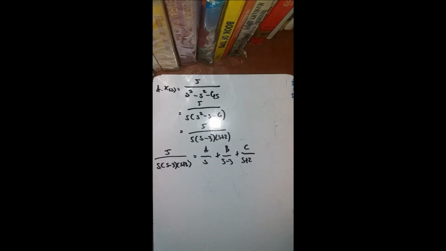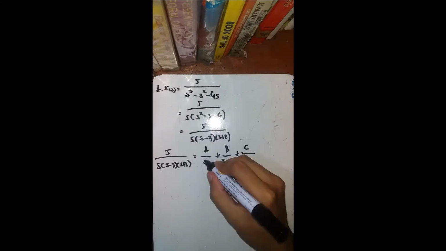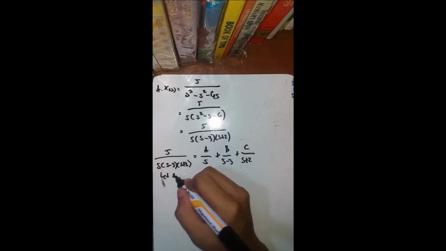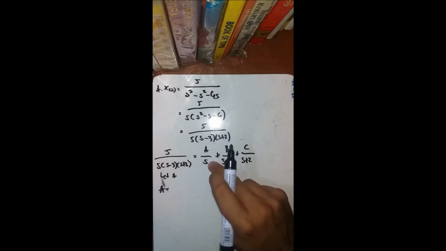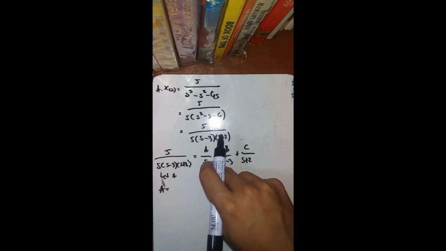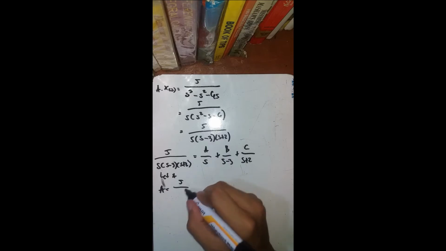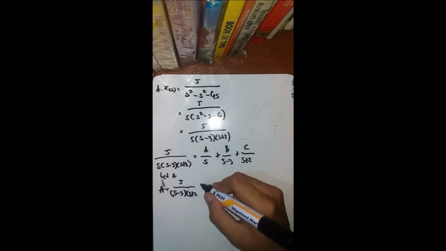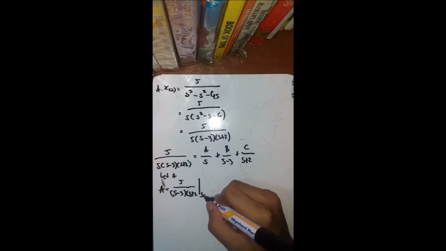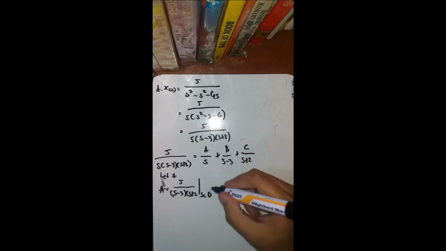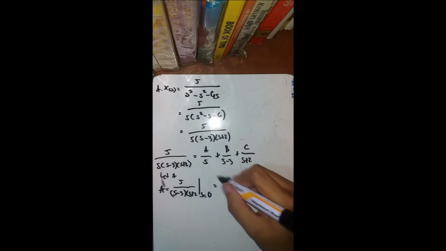Okay, from here we can use the cover-up method our teacher taught us. We let A here. So your A is equal to, we took out the s here, so what's left is 5 over (s minus 3)(s plus 2), with s equal to 0, because when we divide this by 0, everything will be 0. So this becomes your A, which is negative 5 over 6.